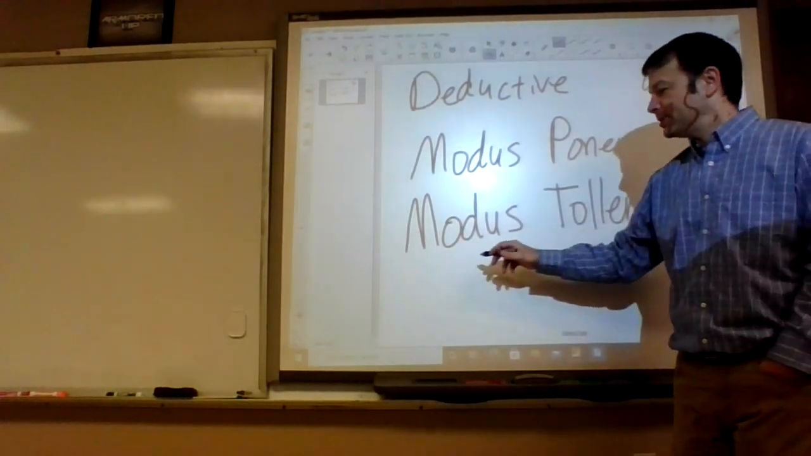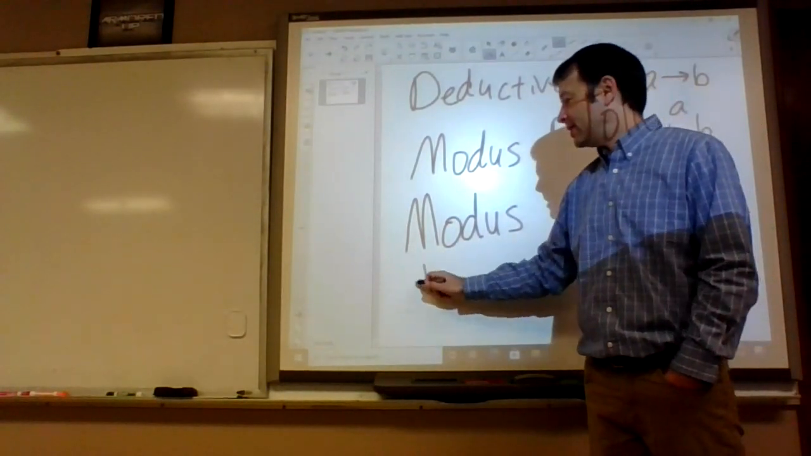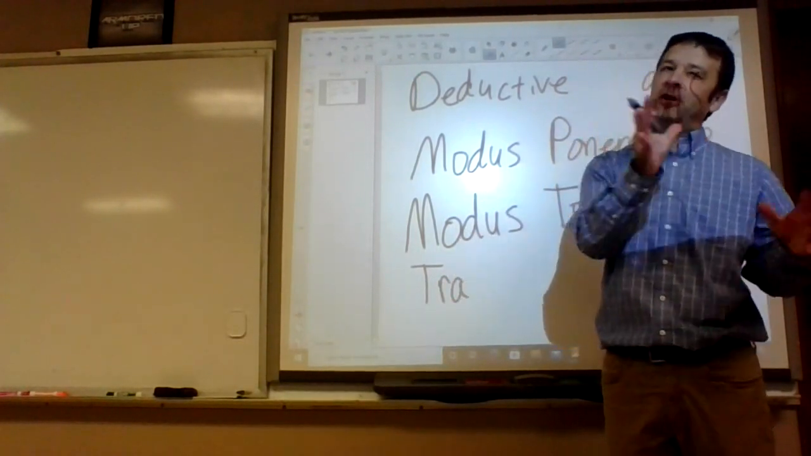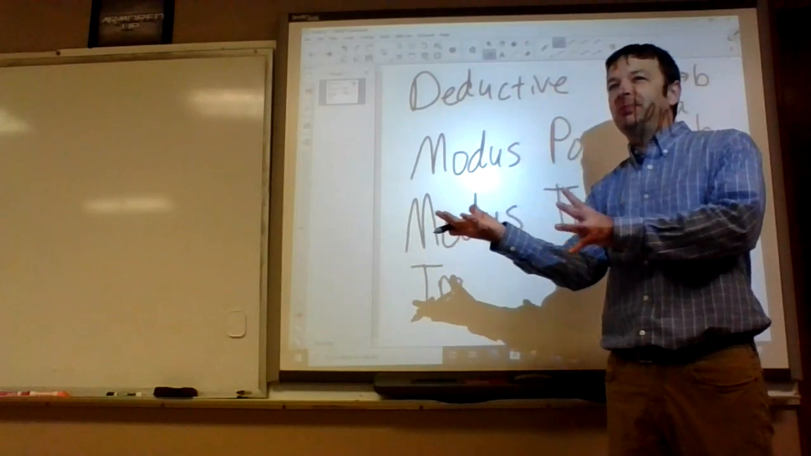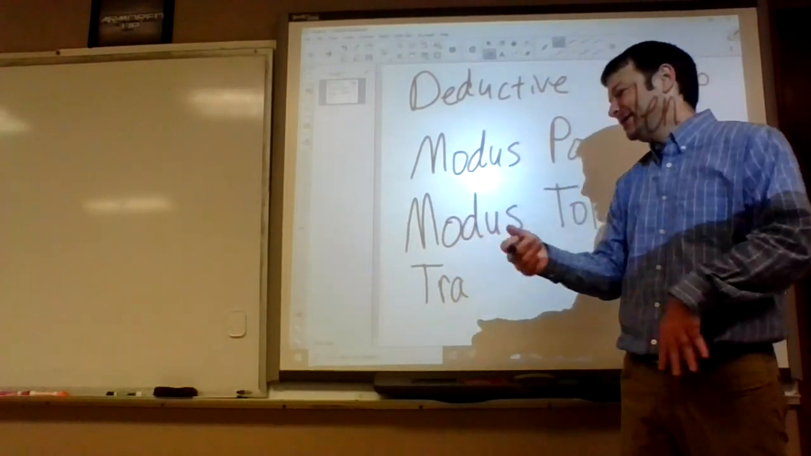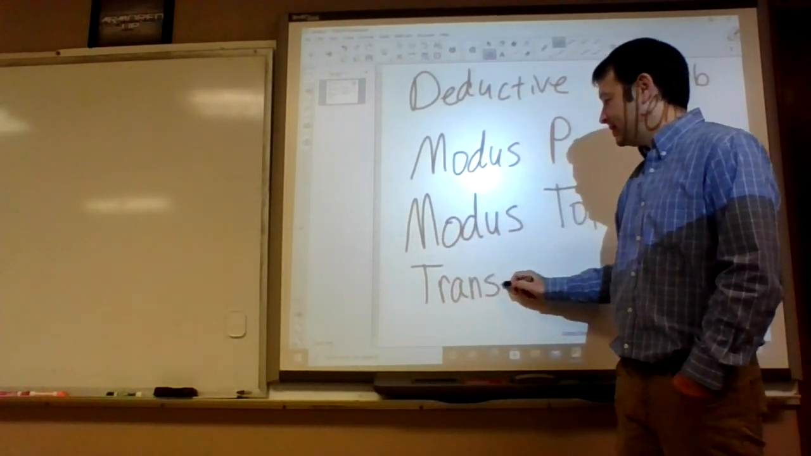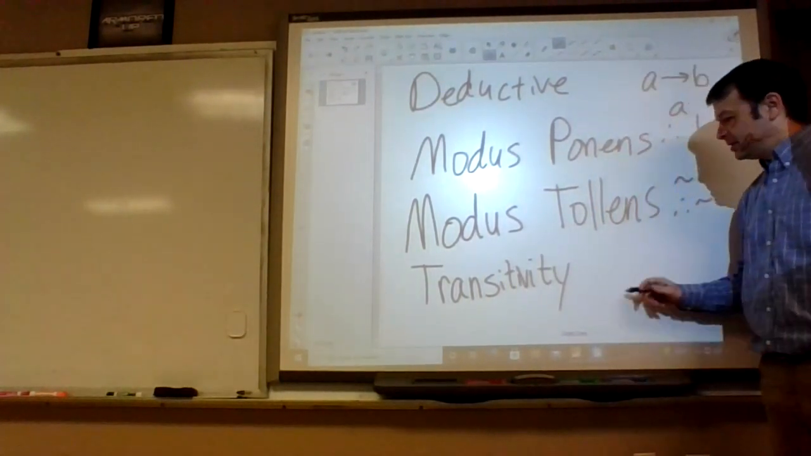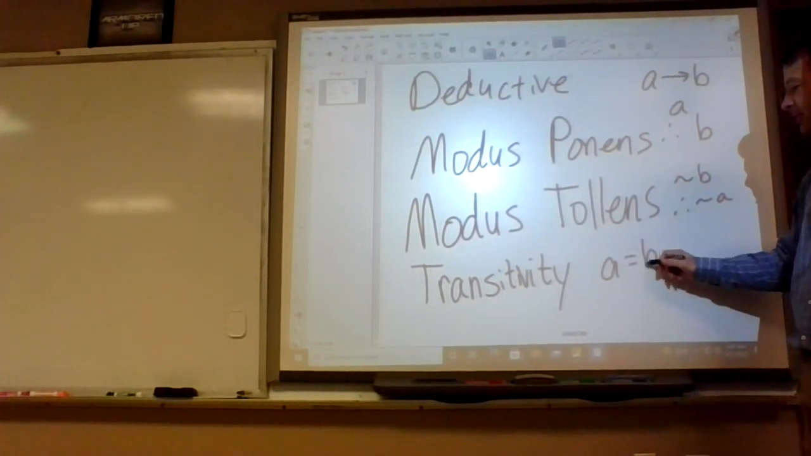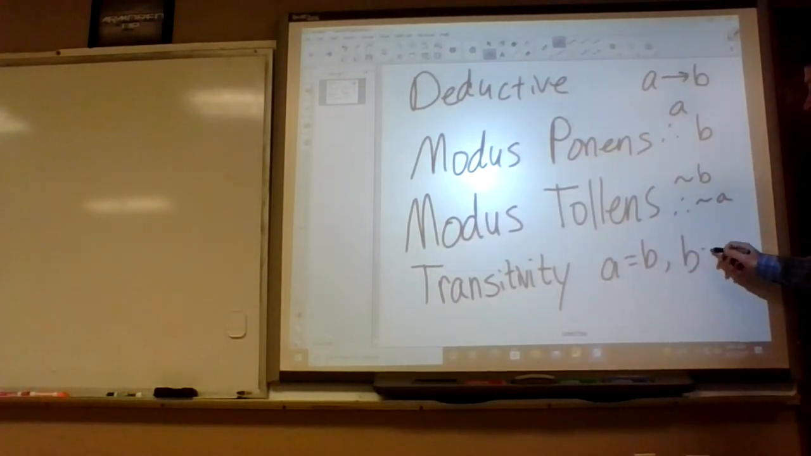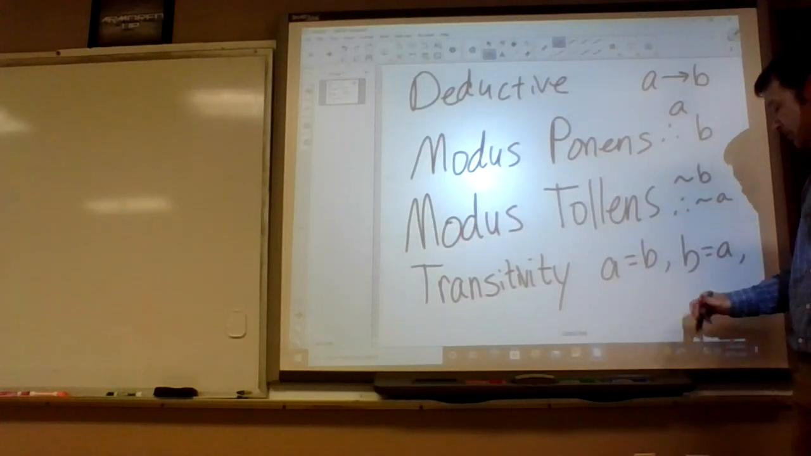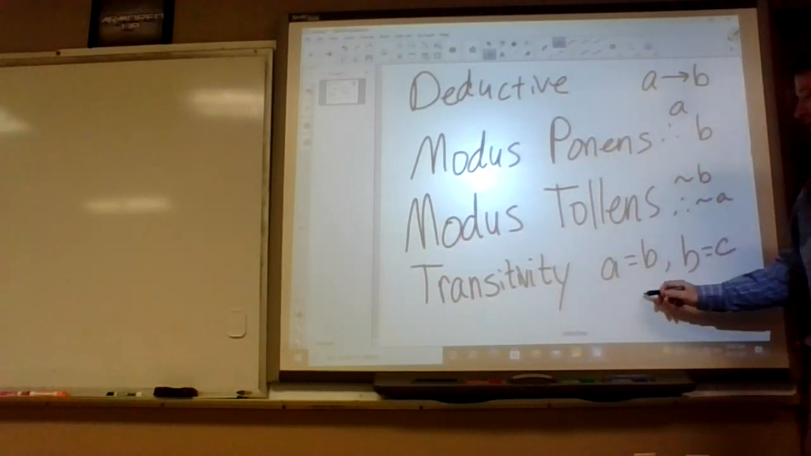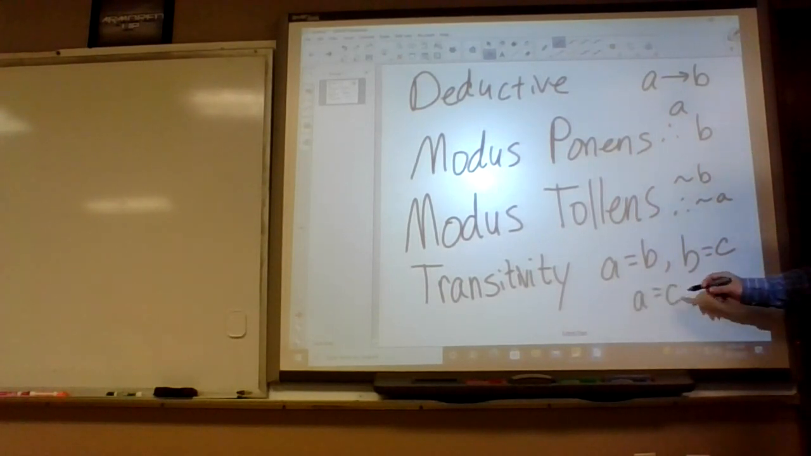Does anybody remember the last one? Transitive. Yeah, they called it the law of transitivity on the logic part. And then when we got to the geometry part, we called it the transitive property. Transitivity. I don't remember exactly how they said it, but something along these lines. If A equals B, and B equals C, then A equals C. You've seen that so many times, I feel like you guys should know that by now.